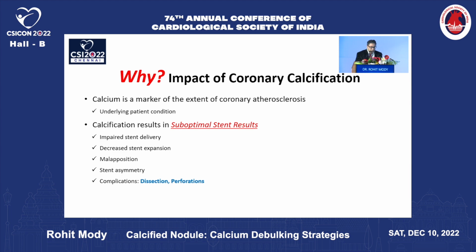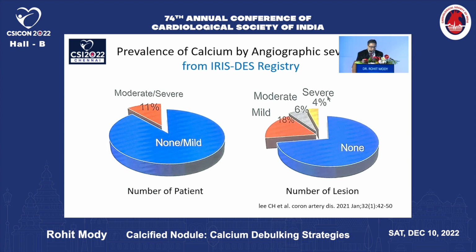We know that calcium is the marker of the extent of coronary atherosclerosis, and calcification results in suboptimal results: impaired stent delivery, decreased stent expansion, malapposition, asymmetry, dissection, and perforations can occur as complications. So this registry tells us the prevalence of coronary calcium on angiography.